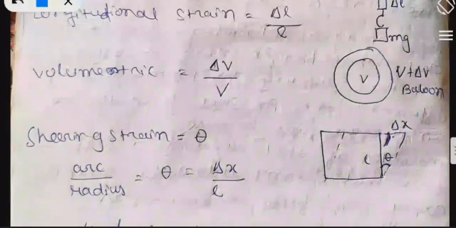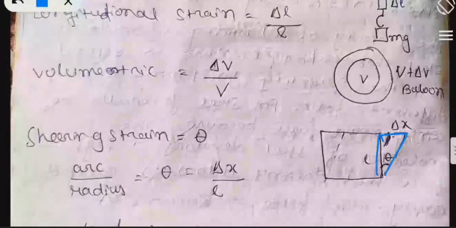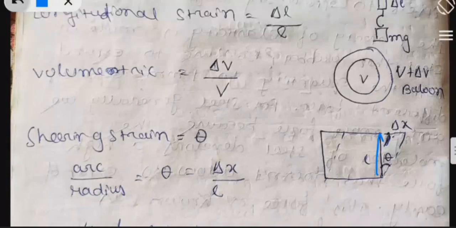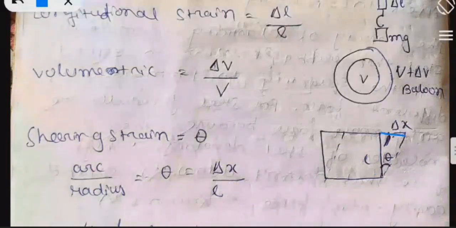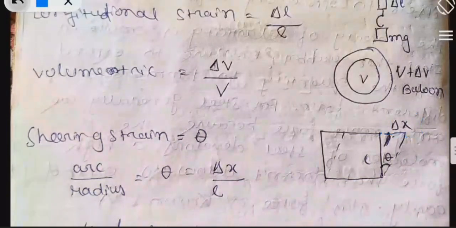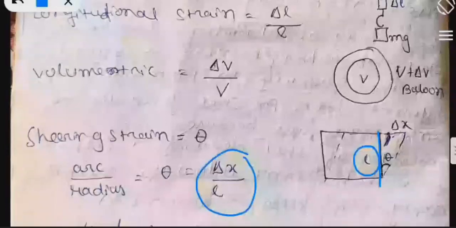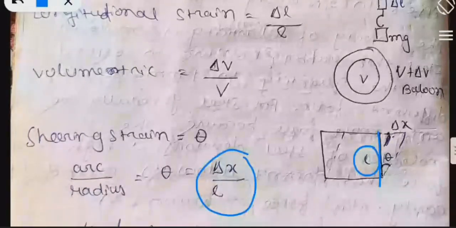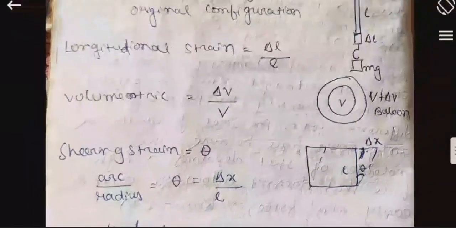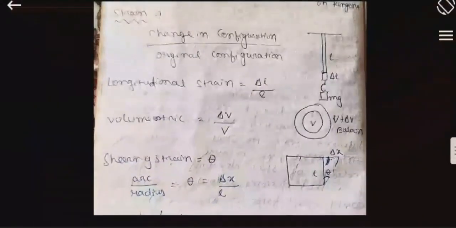So if you see this as a triangle, and this angle is theta, what is the formula for theta? Theta equals arc upon radius. So here the arc is delta x, and what is the length here? This one. So theta is delta x upon L. Right, so this is known as what? Shearing strain. Understood up to this? Yes or no, all of you? Yes, sir.